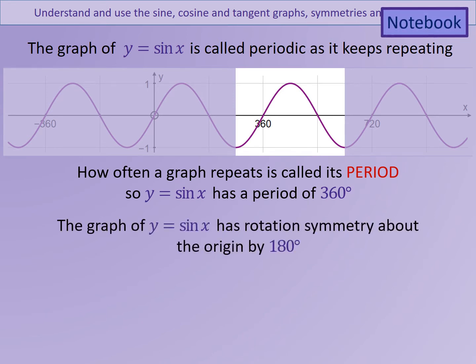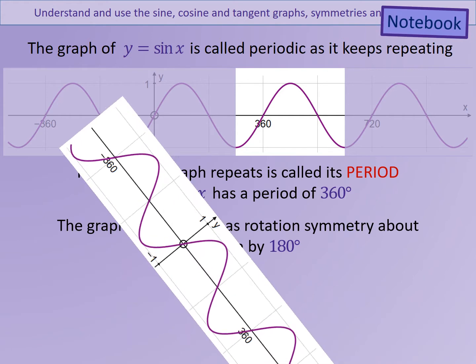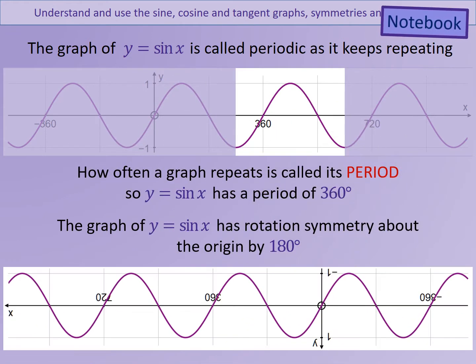The other characteristic that we can talk about in terms of the sine curve is that it has rotational symmetry about the origin by 180 degrees. Now at school, you will have perhaps called that rotational symmetry of order 2, but at this level we talk about the order of rotation being by 180 degrees. So we can see that if we rotate the curve through 180 degrees, we find that the pattern for the sine curve is exactly the same.